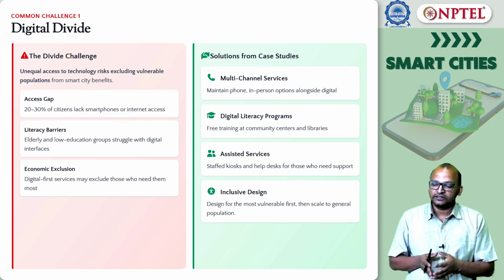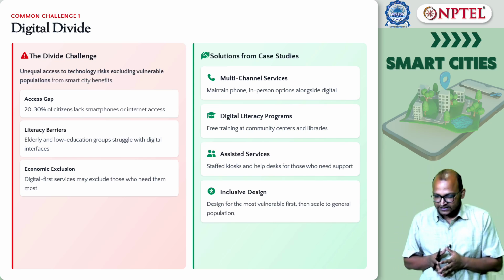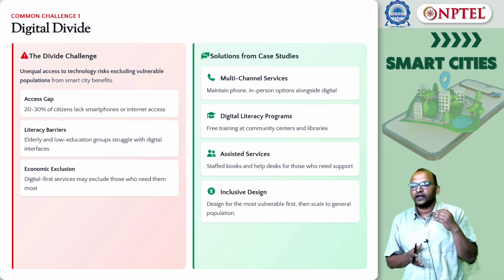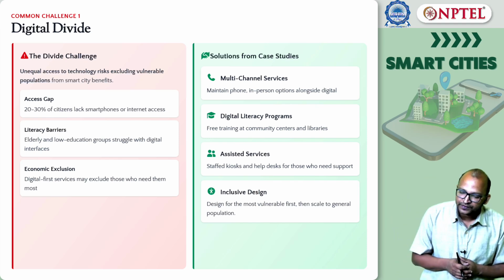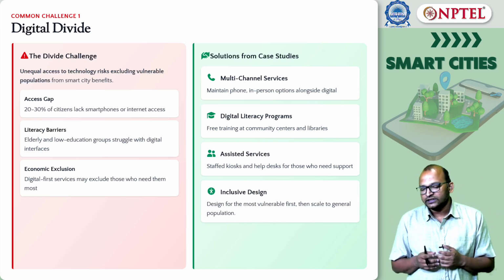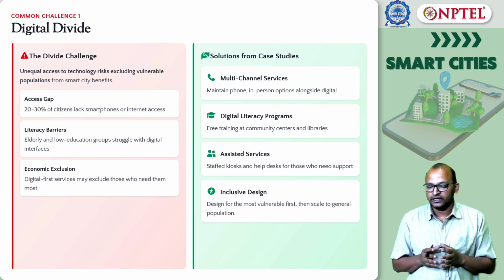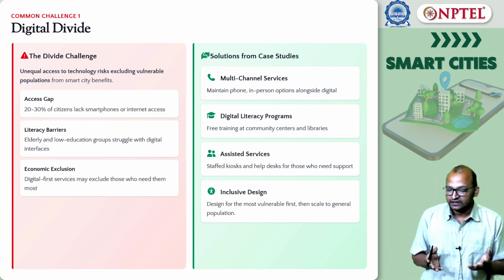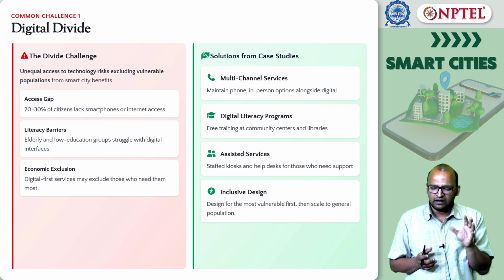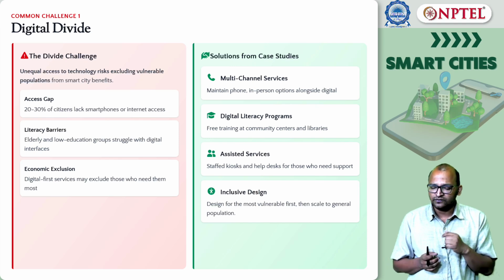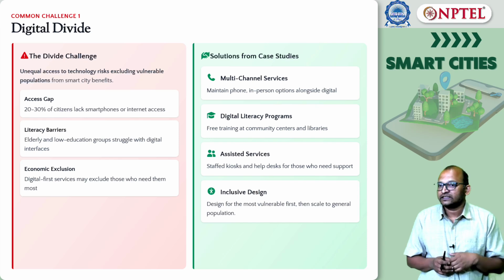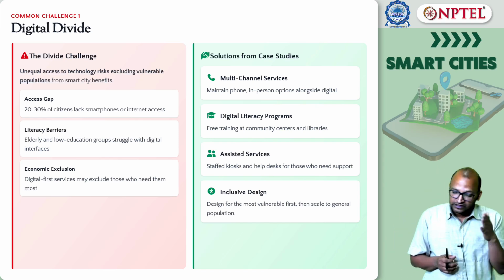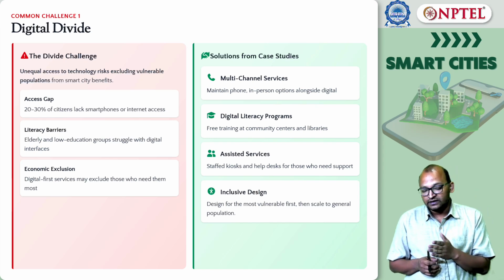Now let's see some common challenges which smart cities face. The first common challenge we have seen across our case studies is the digital divide. Unequal access to technologies risks excluding vulnerable populations from smart city benefits. This access gap can be around 20 to 30% of citizens, because they do not have a smartphone or access to good internet. There are also literacy barriers.